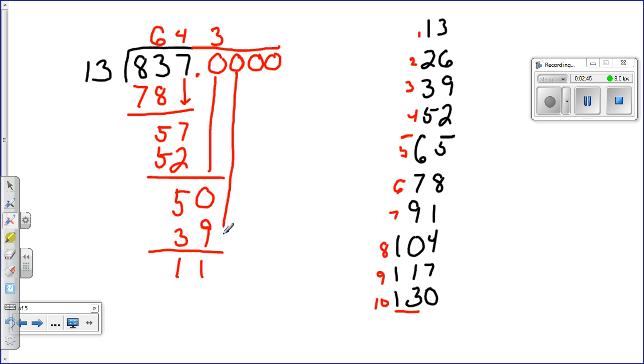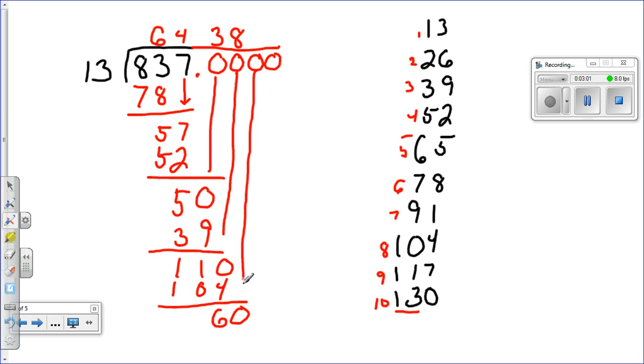We bring down the next 0 here. 11, we got 110. Closest, 110 gives us a nice looking 8. 8 times 13, we know off to the right, gives us 104. We subtract these two here. 110 minus 104 is 6. Let's bring down that next 0. Running out of space again. I tried to plan according to this one, just didn't work.